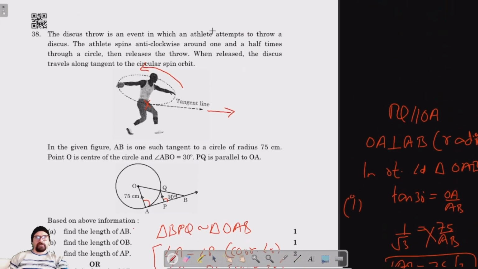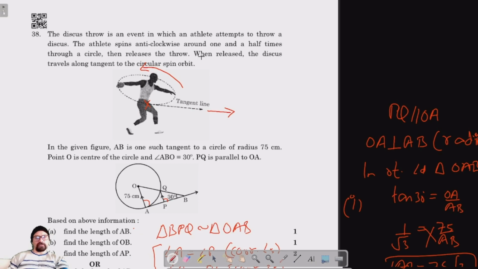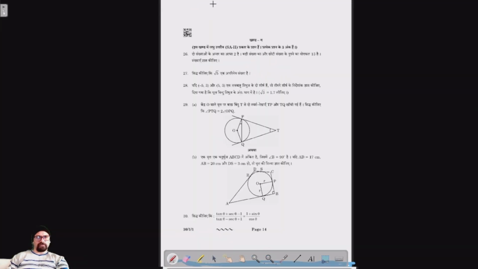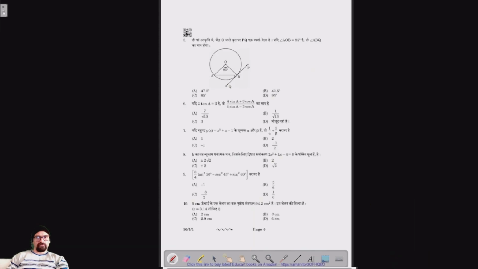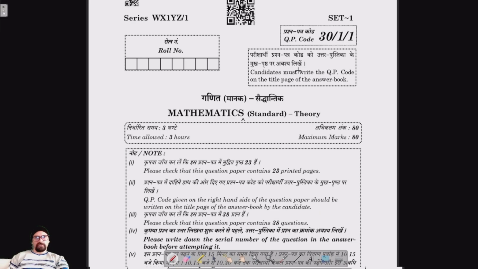With this, we are done with the complete question paper, which is fully solved. So we are done with the first set 31-1, and in the next video we will try to solve the second subset of the set 1.